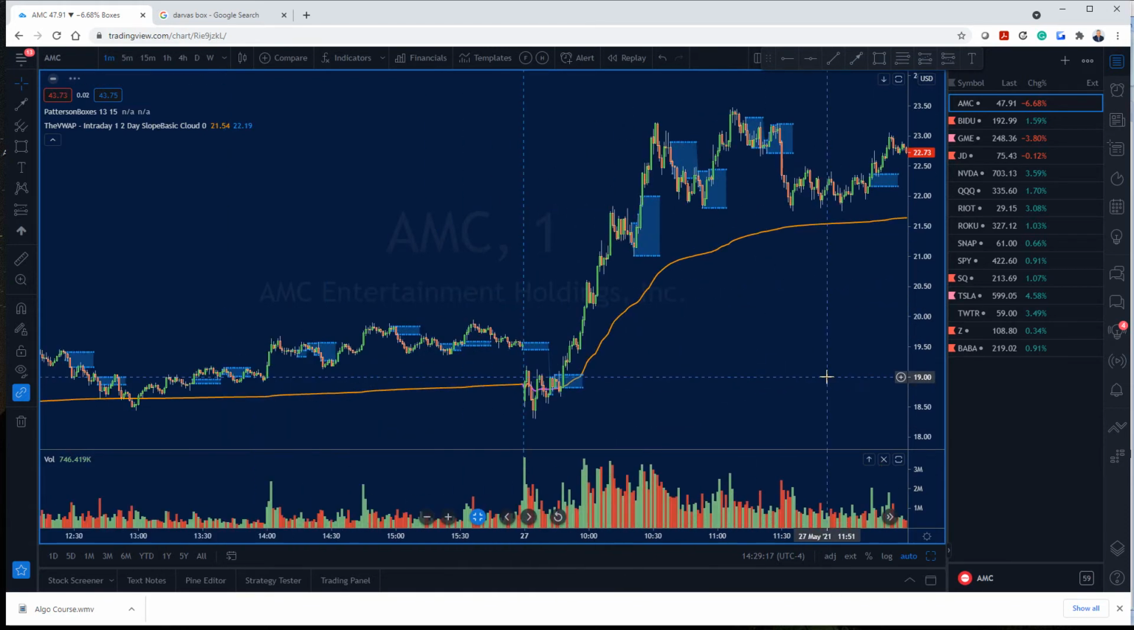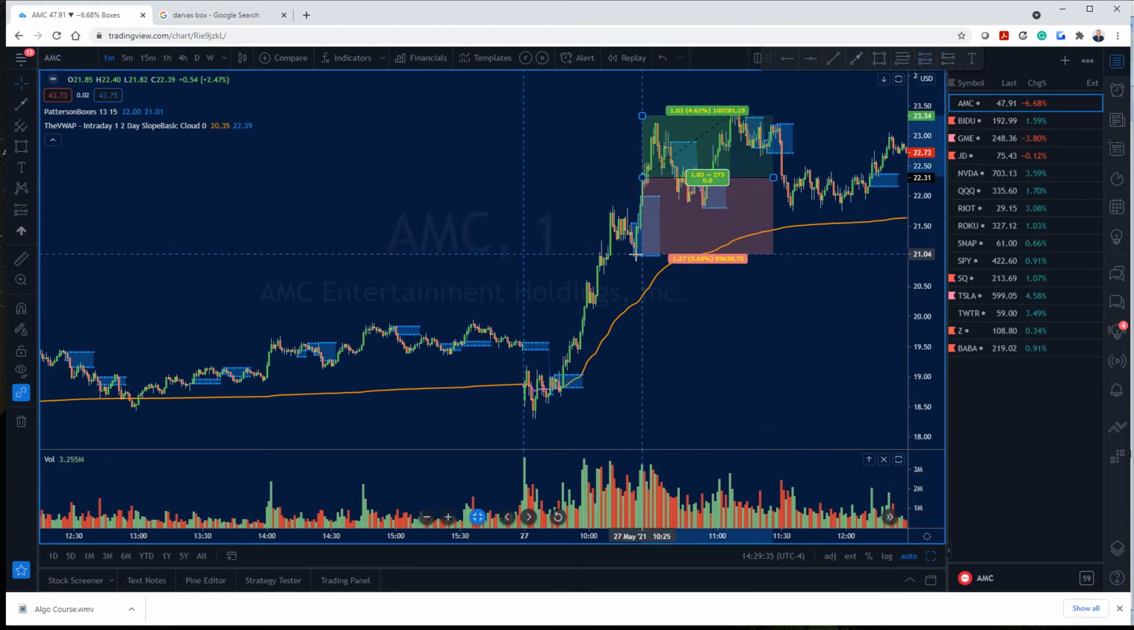There you go. There we go. This is exactly what we're looking for. You get a directional move. Boom. There's a box. There's the breakout. You're in there. Your stop goes below the low.